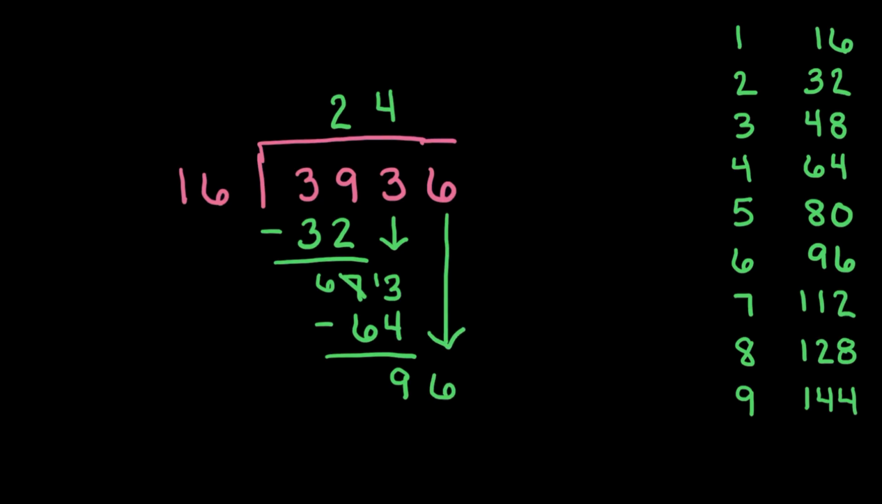I'm going to look back over at my think box, and I can see that 6 times 16 is exactly 96. So I'm going to put my 6 up in my ones place above. 6 times 16 is 96, and I'm going to subtract that, and that is 0. Therefore, my number 3,936 divided by 16 gives me a quotient of 246.